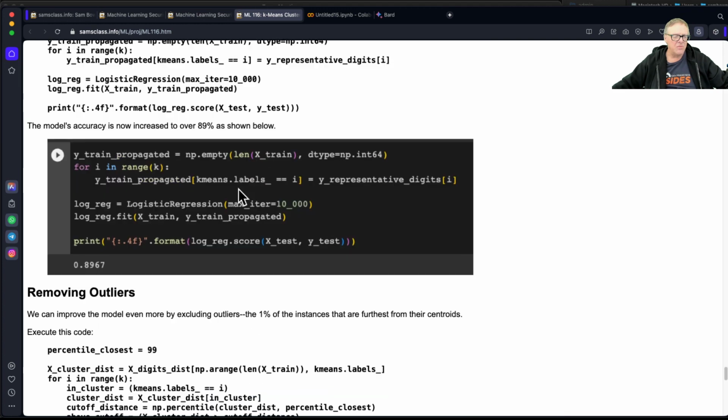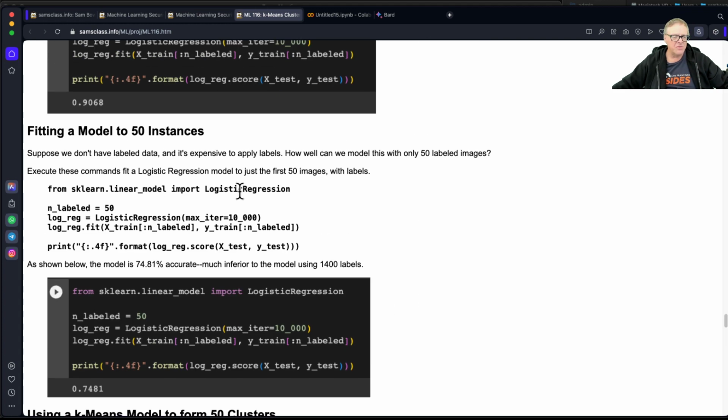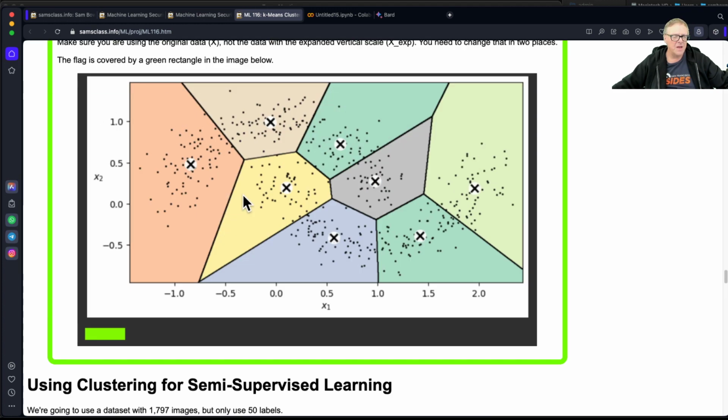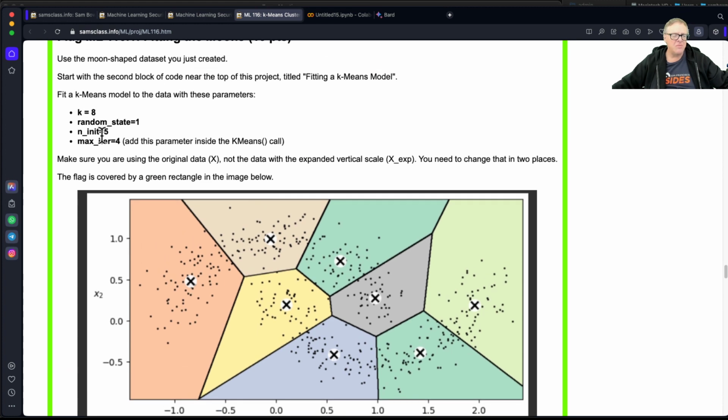There was one thing that got some students stuck, up here. Yeah, here you change some numbers and then make sure you're using the original data, not the scaled data that goes up by tens, or of course everything will be very different.